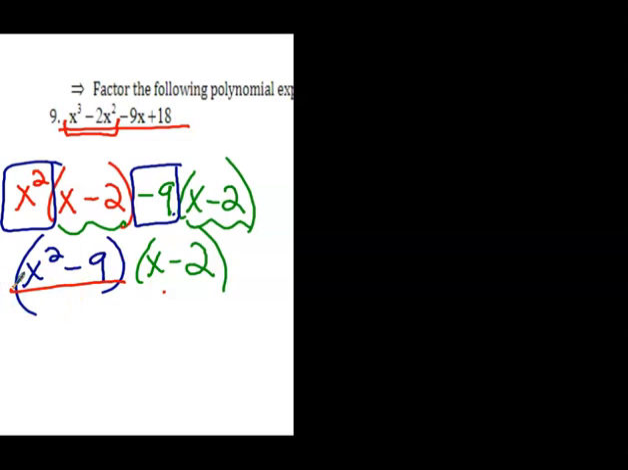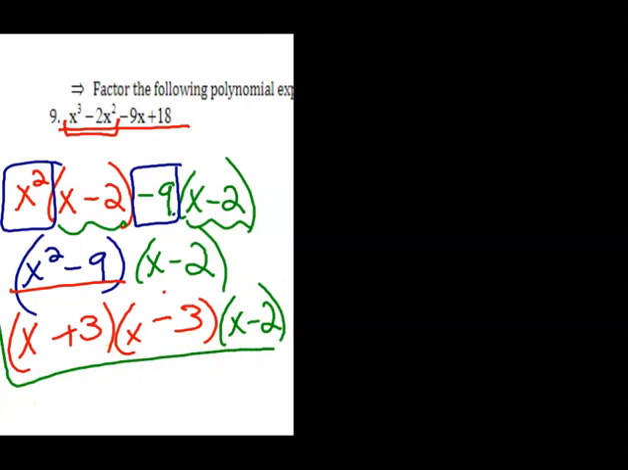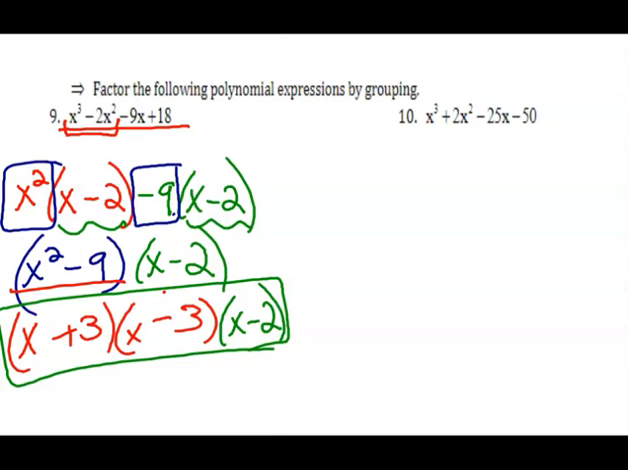X squared minus 9. What does that mean? Well, that is a difference of squares. X squared becomes x. And then what's the square root of 9? 3. Now, because it's subtraction, that means 1 is plus and 1 is minus. And then bring down the x minus 2. And there we go. We have 3 terms. And we are rocking. All right, so I want you to try number 10. Same song and dance.